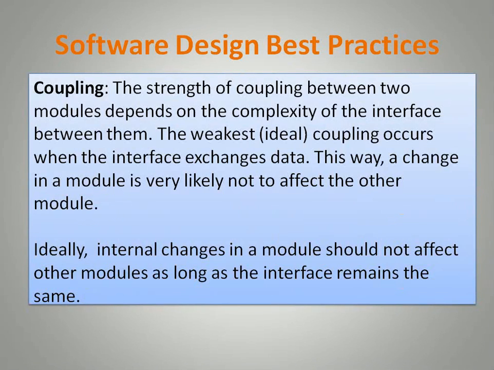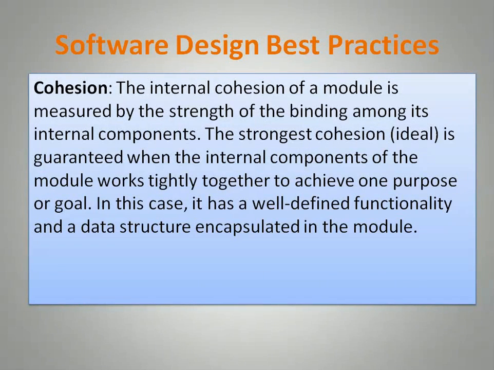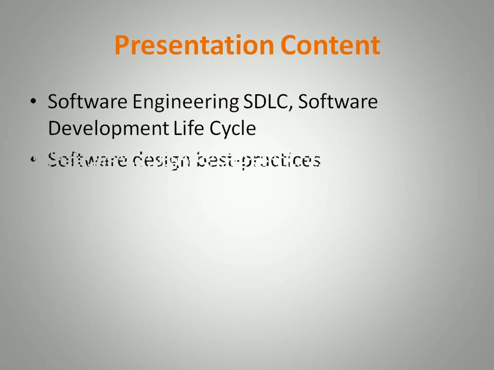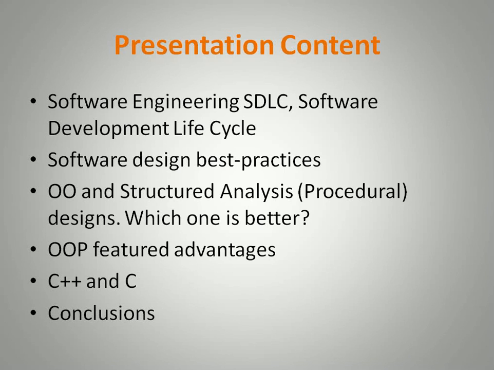The strength of coupling between two modules depends on the complexity of the interface between them. The weakest, ideal, coupling occurs when the interface exchanges data. This way, a change in a module is very likely not to affect the other module. Ideally, internal changes in a module should not affect other modules as long as the interface remains the same. The internal cohesion of a module is measured by the strength of the binding among its internal components. The strongest cohesion, ideal, is guaranteed when the internal components of the module work tightly together to achieve one purpose or goal. In this case, it has a well-defined functionality and a data structure encapsulated in the module. Our next point is to compare OOP and structured analysis.